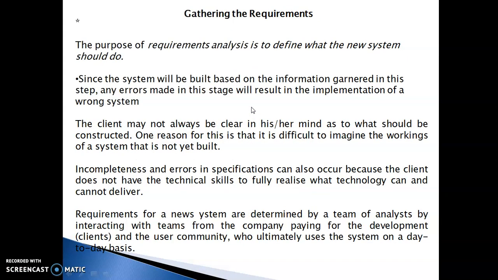Next, gathering the requirements. The purpose of requirement analysis is to define what the new system should do. So, what should our new system do? For that reason we are gathering the requirements, since the system will be built based on the information gathered. In this step, gathering the requirements is what our system should do. So that is the main step.